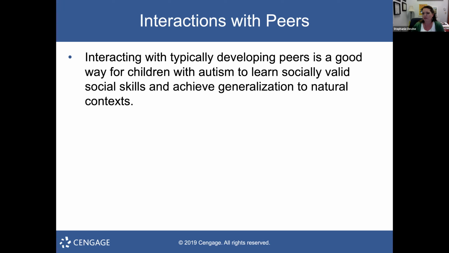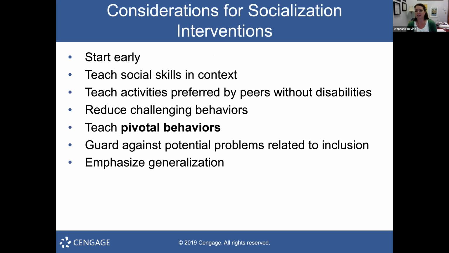So the focus of methods for instruction within this next section cover two primary categories, and those are teacher-mediated instruction and peer-mediated instruction. In general, though, in all of those, you do need some interaction with peers. And it's a good way for children with autism to learn those socially valid social skills and to help achieve that generalization you need for them to actually perform these skills in a natural context, which is the ultimate goal, right? We want our students to be socially competent, which means they have to be able to do it in the environment as it arises.